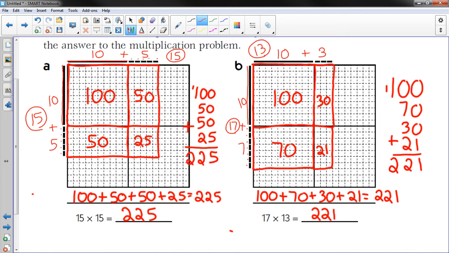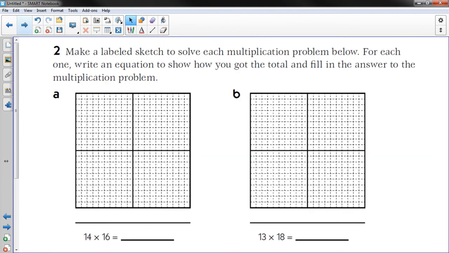And hopefully you are able to follow along with me. Looks like I have some time to do a couple more. Number 2. Make a labeled sketch to solve each multiplication problem below. For each one, write an equation to show how you got the total and fill in the answer to the multiplication problem. So this is basically the same thing, except we have to put in our own little rods and dashes.